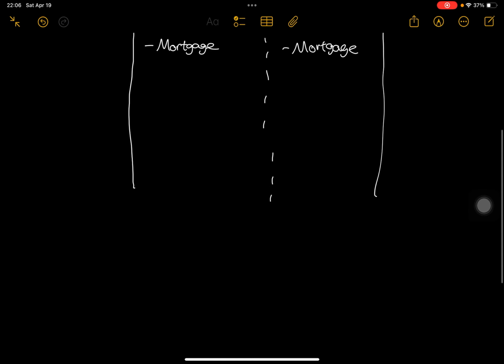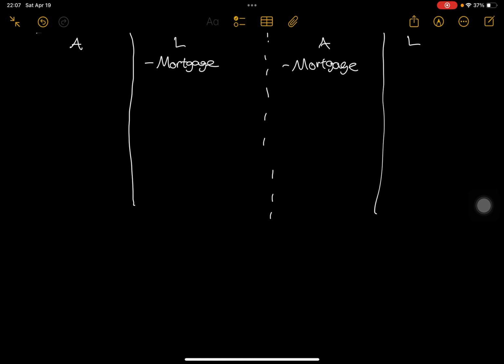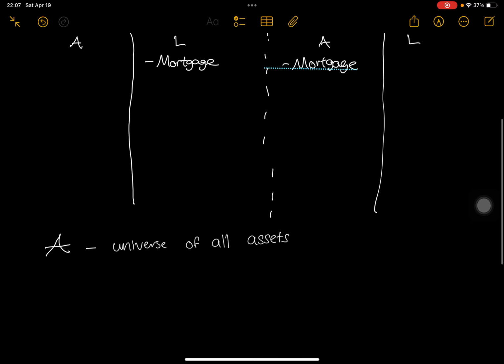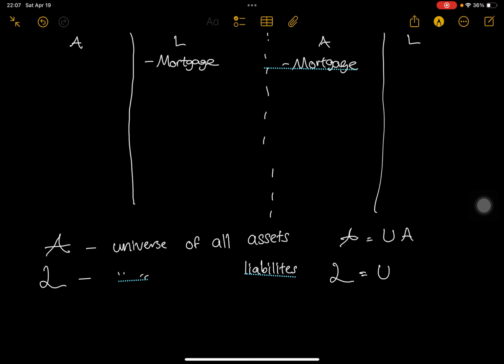Just some other notation. This fancy A, I'll use to refer to, more accurately, the universe of all assets, and this fancy L, the universe of all liabilities. And this is just the union. The fancy A is the union of all assets over all individuals. And similarly for this fancy L.